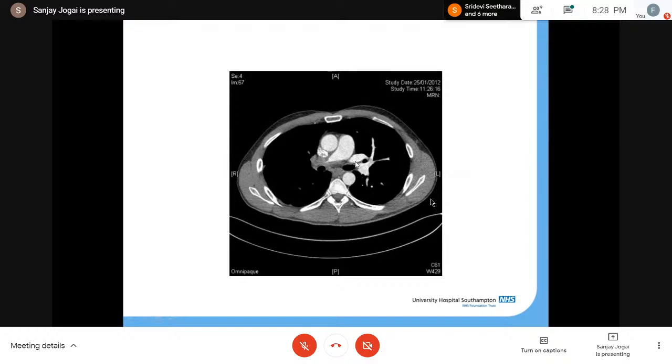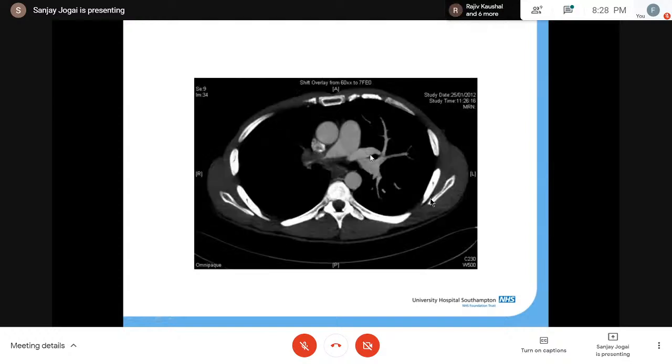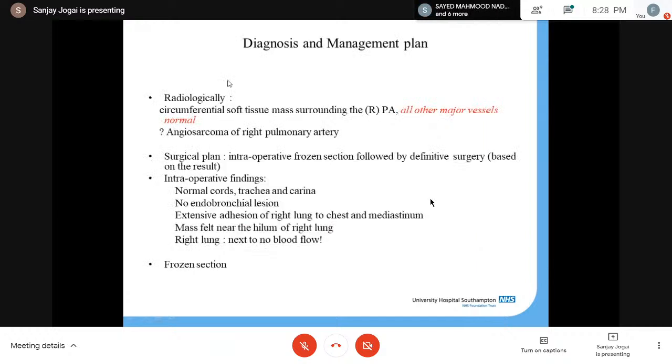So what I would like you to concentrate on is here. So that's the pulmonary artery, and you can see there is something outside the pulmonary artery. Let's take a closer look. That's the pulmonary artery and something outside, and see it's almost encasing. So what they basically saw was a circumferential soft tissue mass surrounding the right pulmonary artery. Everything else was normal. The surgeon and the radiologist were fairly convinced this was an angiosarcoma of the right pulmonary artery.